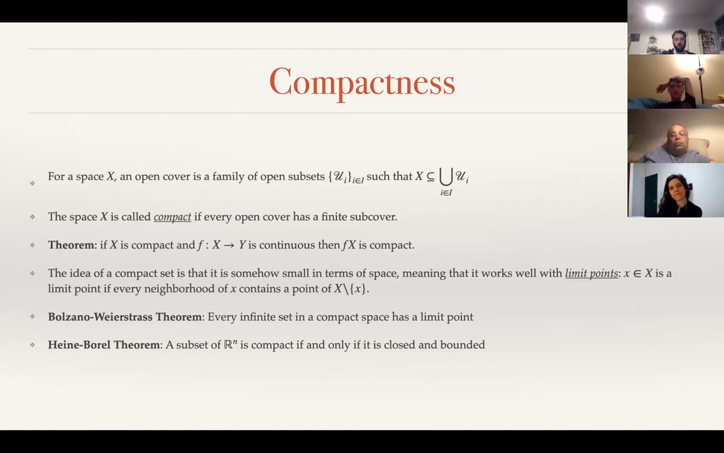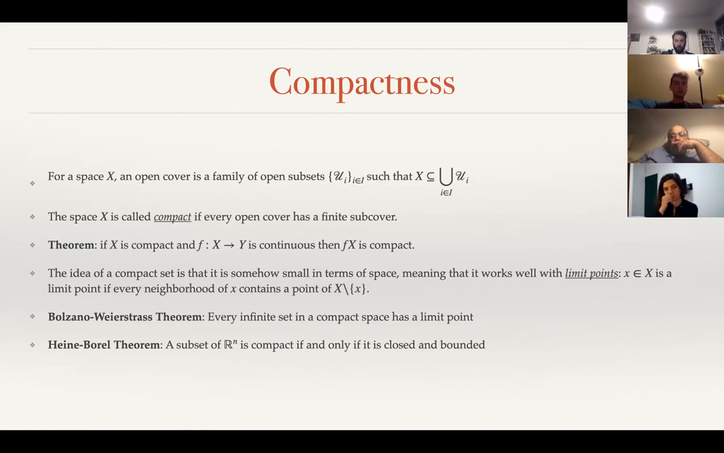Compactness, which took me so long to understand in undergraduate analysis. But it's really not that bad. The idea, right? There's this abstract definition, which says that a space is compact if any one of these open covers always has a finite subcover. An open cover is just a family of open sets whose union covers the whole thing.